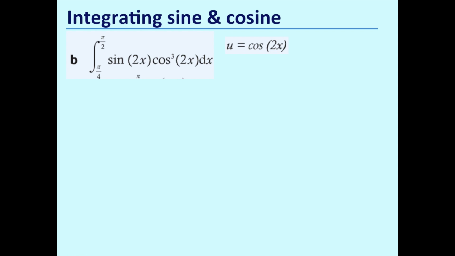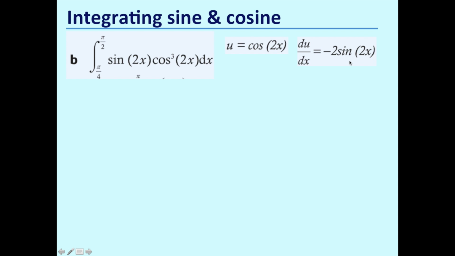For part B, we are also going to use the substitution method. So we should be able to recognize that if we set u equal to cos 2x, so this would be cos 2x all cubed, but if we have u equal to cos 2x, then the derivative du by dx is going to equal negative 2 sine 2x. Remember that the derivative of cos x is negative sine, so we would do negative sine 2x multiplied by the derivative of what's inside the bracket using the chain rule, so that's what this would give us.